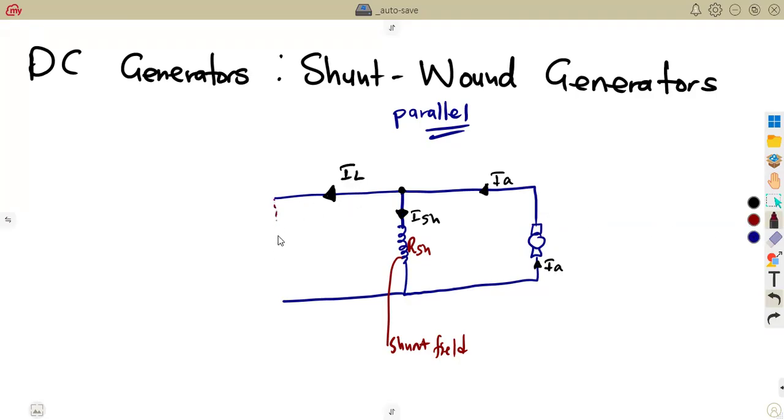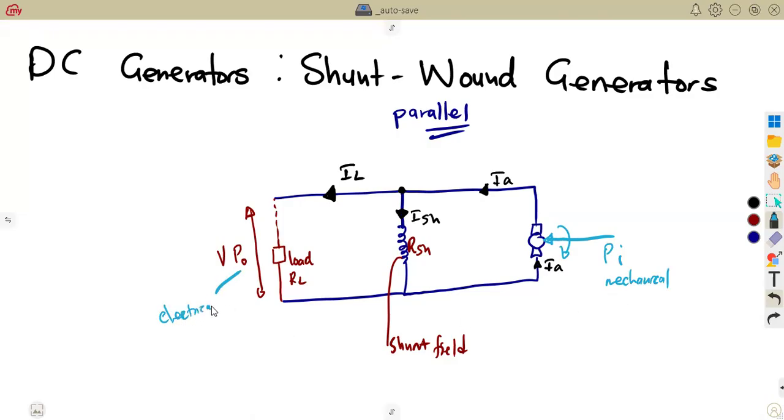So a load can be connected at the output terminals. There we're going to consider the terminal voltage and the power, which is at the output, referred to as the electrical power. And the one that is at the input, remember we're talking of a generator, is referred to as our mechanical power. So this is your mechanical power, and the one at the output is the electrical power. Remember the generator property, conversion of mechanical energy to electrical. So this is the shunt field.